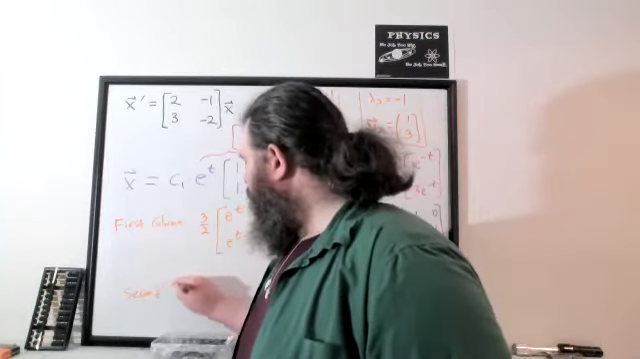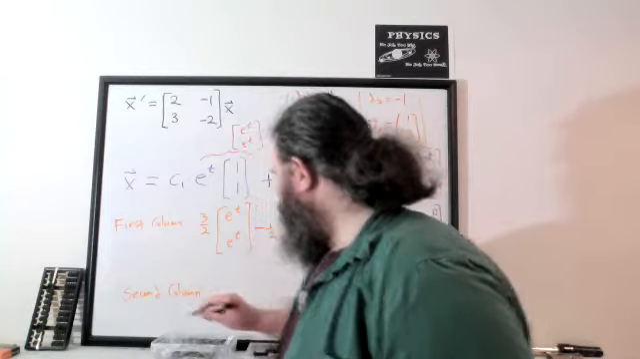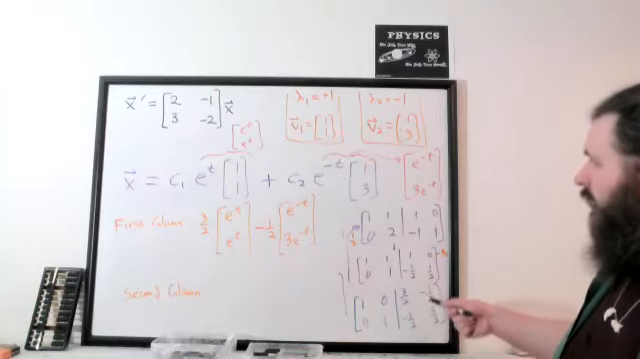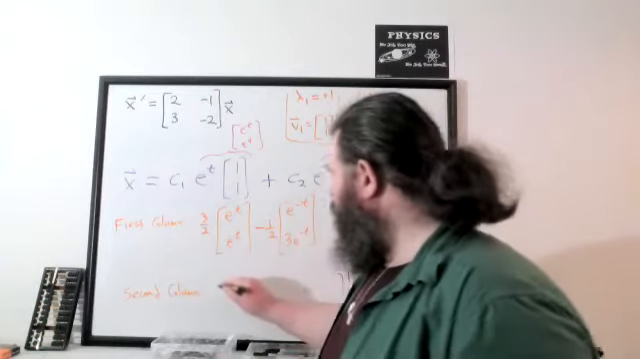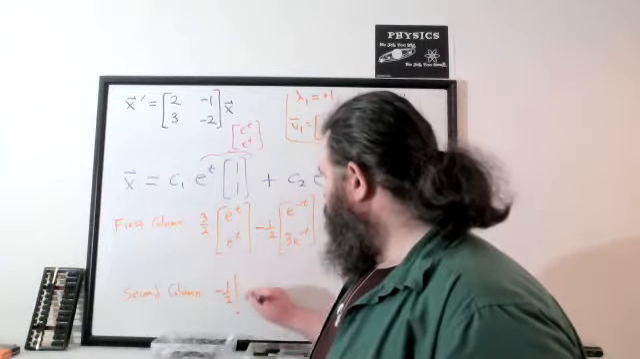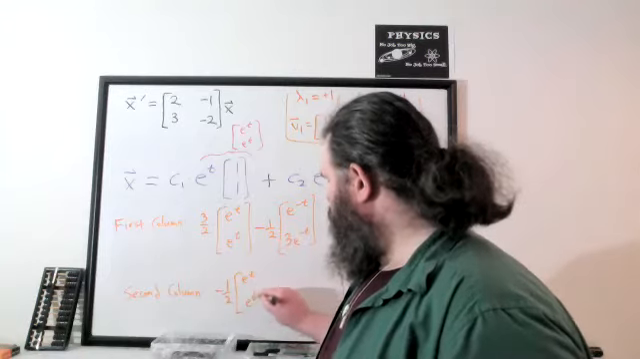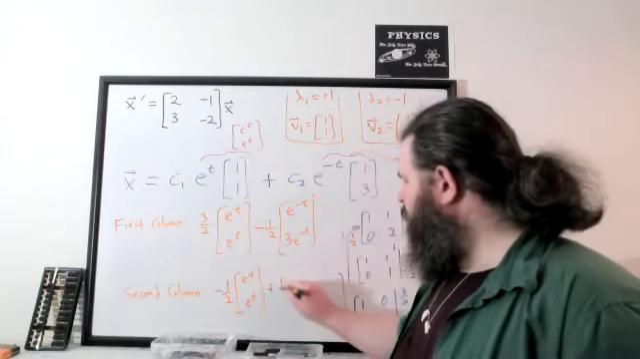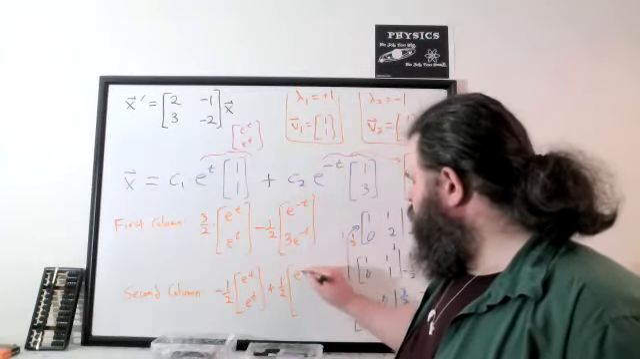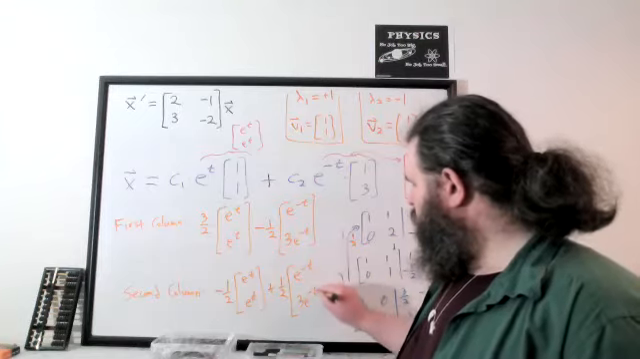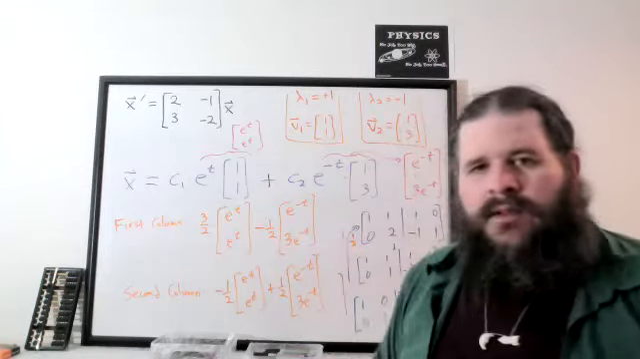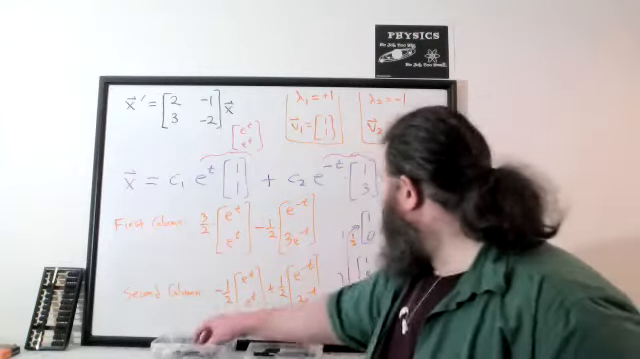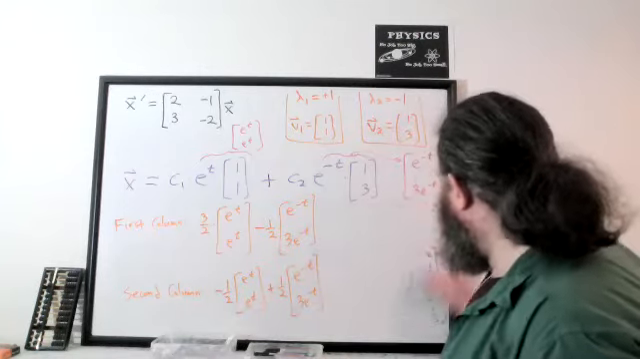And then for the second column, we take a look at the second column of coefficients, the negative 1/2 and the positive 1/2. So negative 1/2 times the first solution plus positive 1/2 times the second solution. And these should give us the columns of the fundamental matrix. So let's try this out.